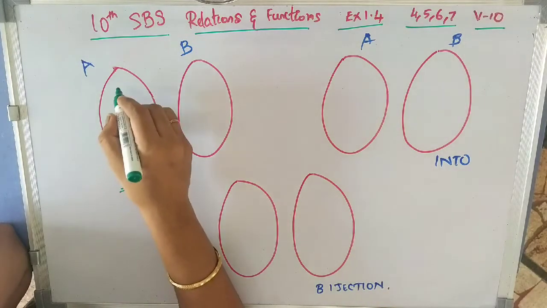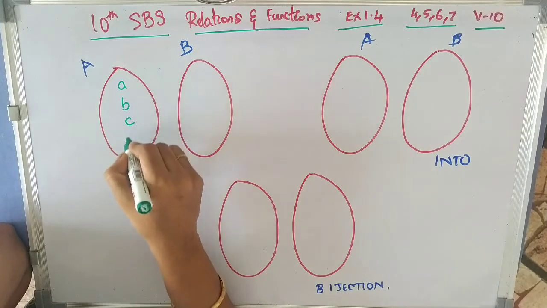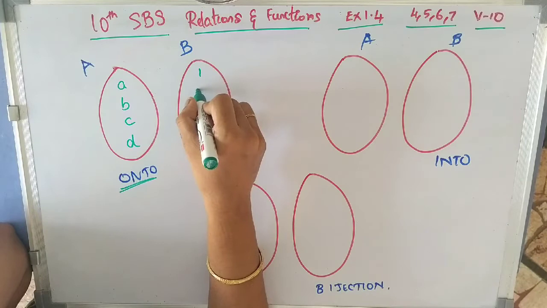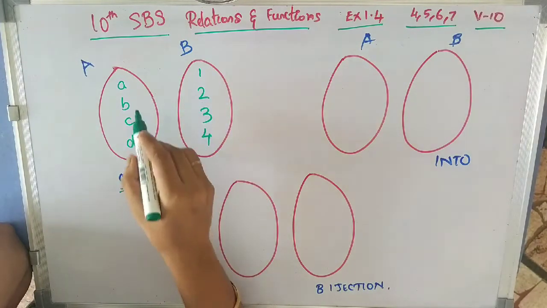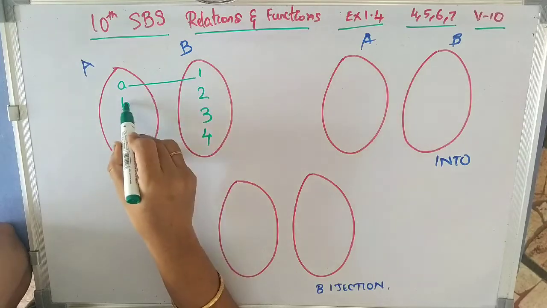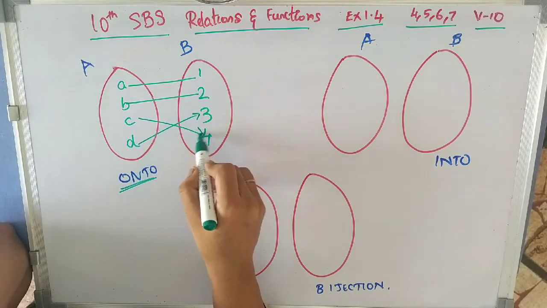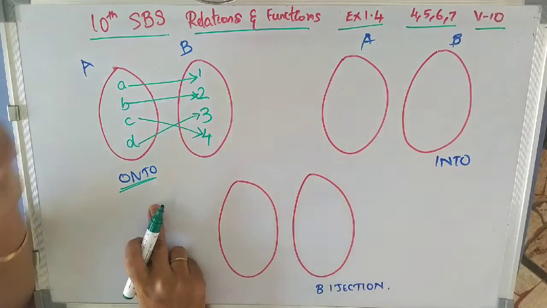Okay? Now we need to know what is an onto function before going to the exercise. Here set A has elements A, B, C, D, and set B, that is the codomain, has elements 1, 2, 3, 4. A has an image 1 in the codomain, B has an image 2, C's image is 4 and D's image is 3. Okay? Now what is an onto function?